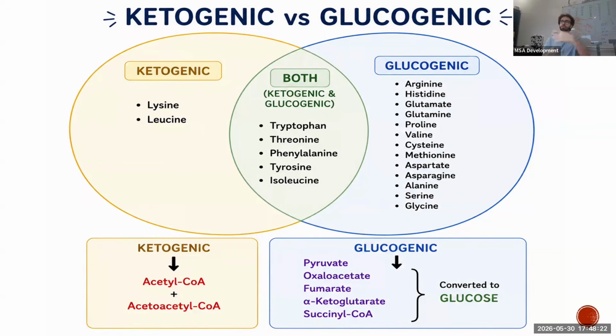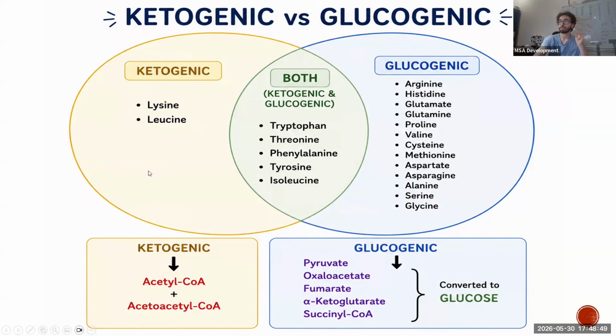Or some are both. I want you to remember this Venn diagram, but there is an easy way to remember it. Only remember ketogenic and both. خلاص, everything else will be glucogenic. فالكيتوجينيك بس اثنين. They both start with L. Lysine ولوسين. هذول ketogenic. حلو؟ Both يعني can be ketogenic and glucogenic هم tryptophan, threonine, phenylalanine, tyrosine, and isoleucine. Everything else is what? Glucogenic.